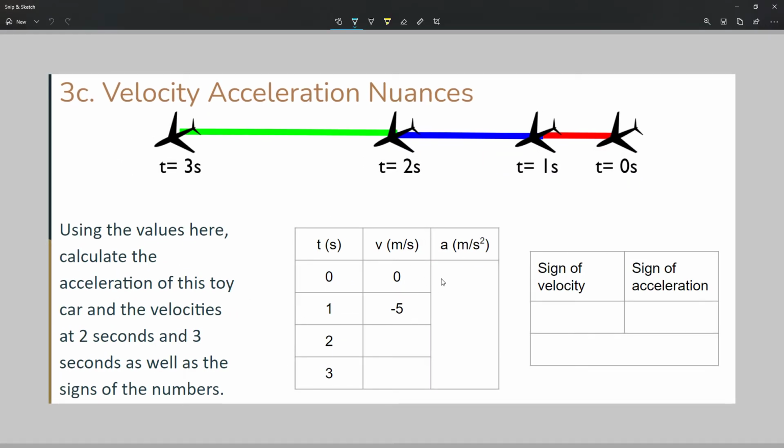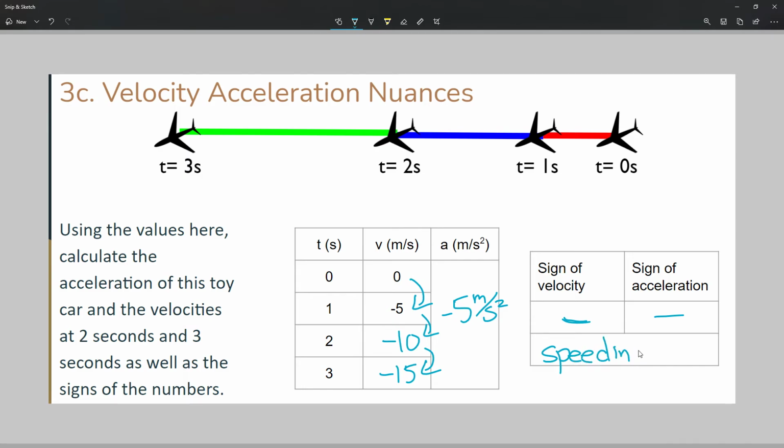All right. So let's take a look at this. How much does my velocity change each second, right? So my velocity goes from 0 to -5, so -5 meters per second squared. So if my acceleration is negative 5 meters per second squared, my velocity changes by negative 5 each second. So the sign of velocity is negative. Sign of acceleration is negative. That means we are speeding up.